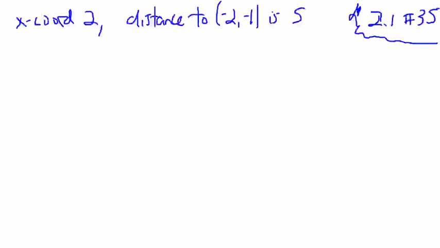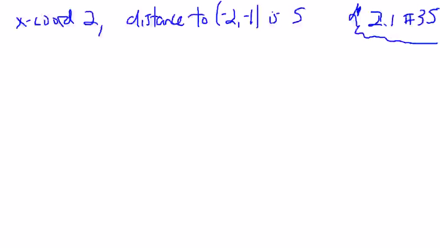This problem might seem a little tricky, but I think it's easier if you go ahead and try to draw a picture. I'm looking for all the points, it doesn't tell me how many, that have an x-coordinate of 2, whose distance from the point negative 2, 1 is 5.